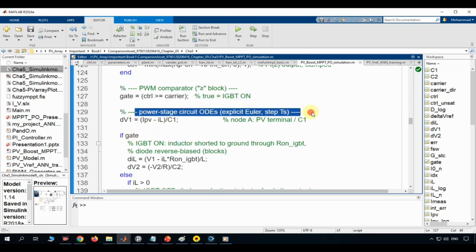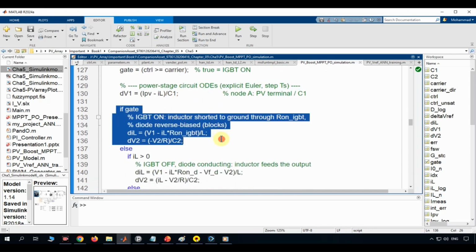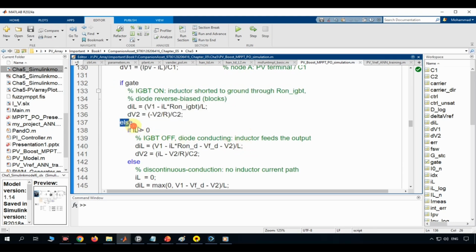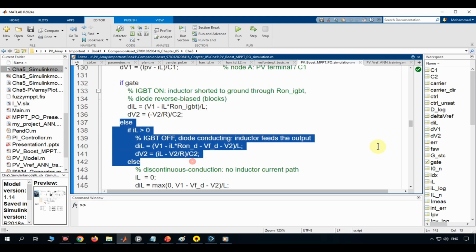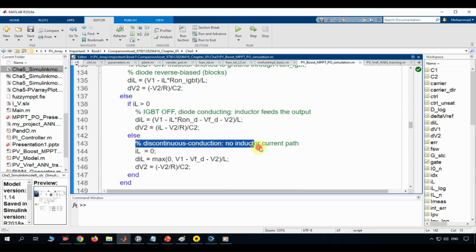We have 2 conditions. If the gate is on, the inductor is shorted to the ground through the IGBT's on resistance. The diode is reverse biased, so the load is powered entirely by capacitor C2. If the gate is off, the inductor current flows through the diode to charge the output capacitor and feed the load. We also handle a special case here, discontinuous conduction mode, or DCM.